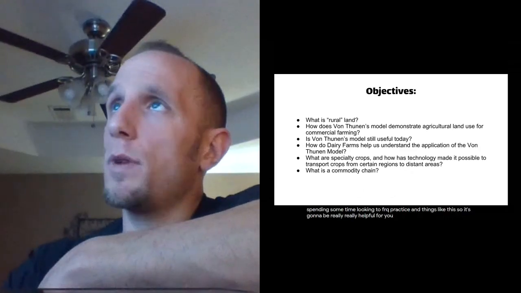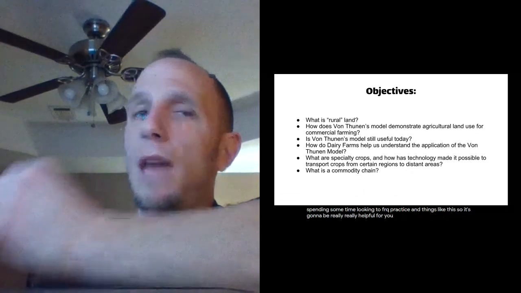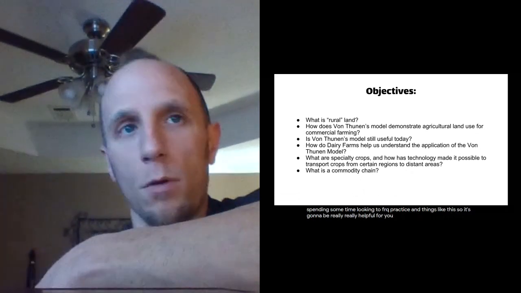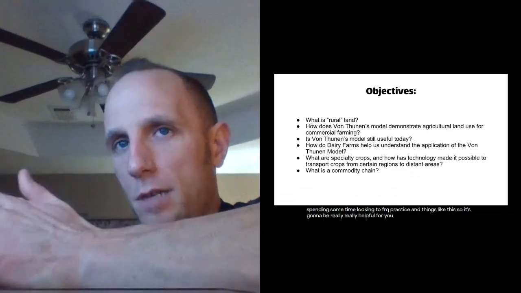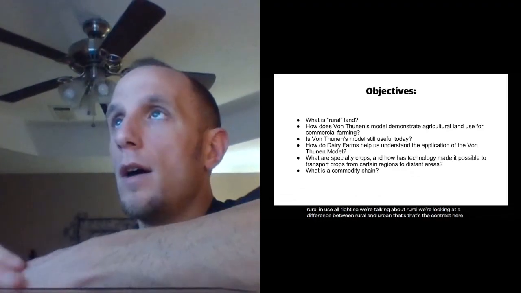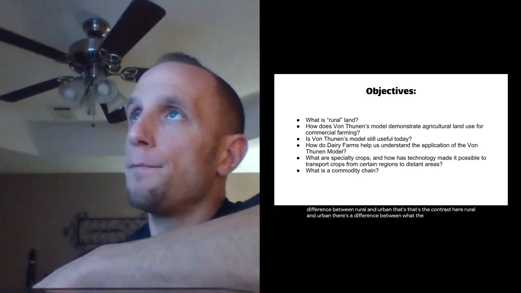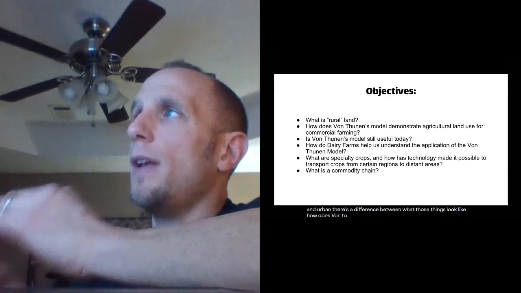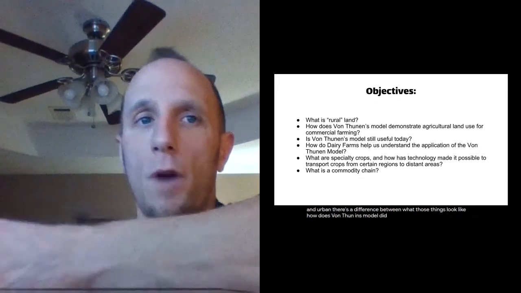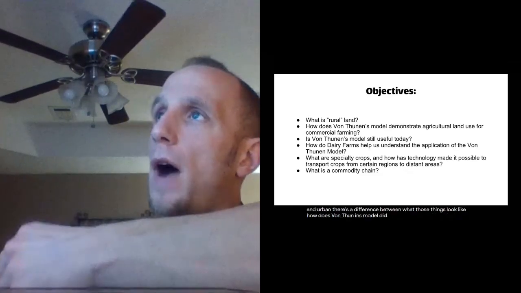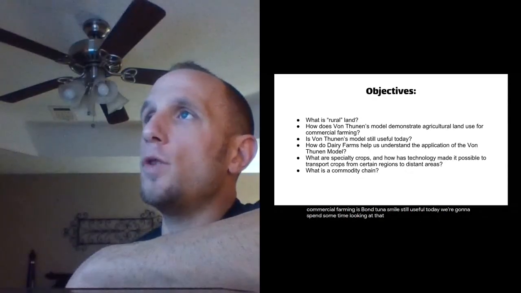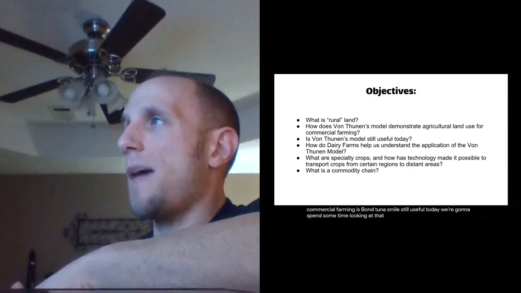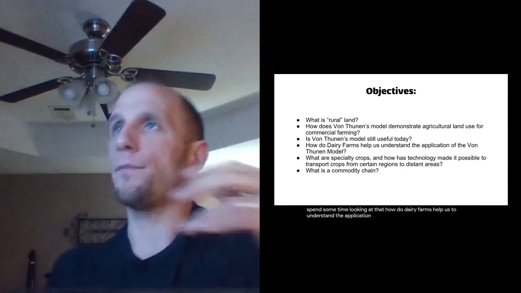Today we're going to spend some time talking about rural land use. When we talk about rural, we're looking at a difference between rural and urban. That's the contrast here. There's a difference between what those things look like. How does von Thunen's model demonstrate agricultural land use for commercial farming? Is von Thunen's model still useful today? We're going to spend some time looking at that. How do dairy farms help us to understand the application of the von Thunen model?